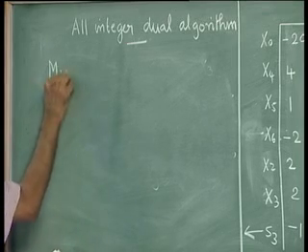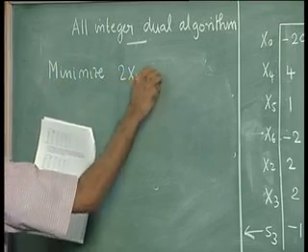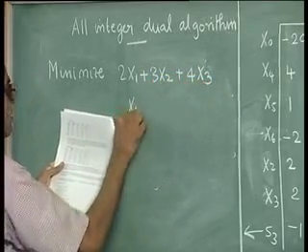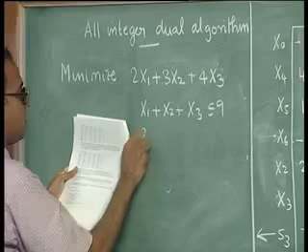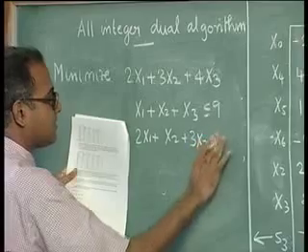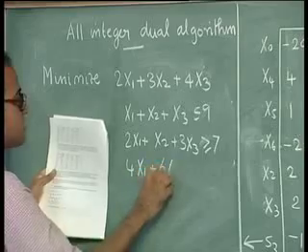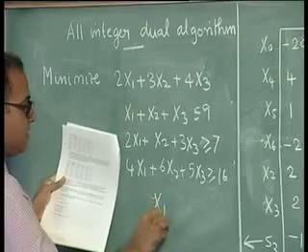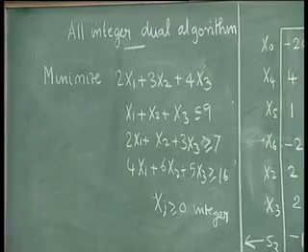Suppose we have minimize 2x1 plus 3x2 plus 4x3, subject to x1 plus x2 plus x3 less than or equal to 9, 2x1 plus x2 plus 3x3 greater than or equal to 7, 4x1 plus 6x2 plus 5x3 greater than or equal to 16, xj greater than or equal to 0, and an integer.